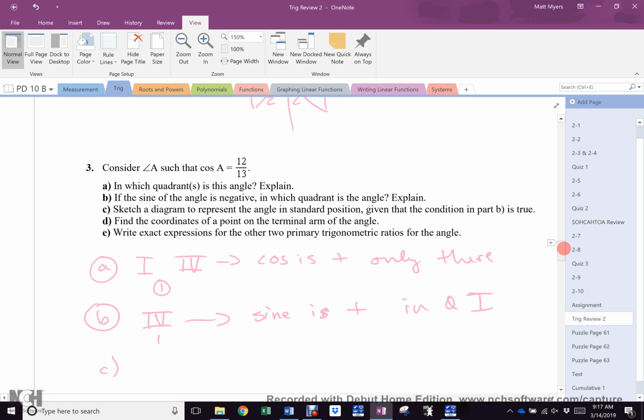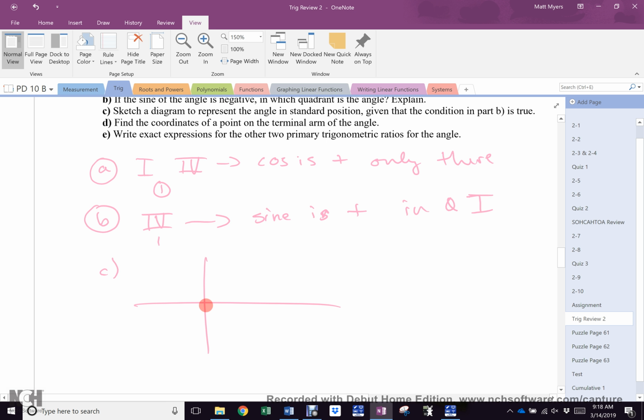C. Sketch the diagram. 13, 12. You get 1 mark for that. D. Find the coordinates. 12, negative 5. You get 1 mark for that. That's D. And E is, we know the cos is 12/13, so the sine is negative 5/13, and the tan is negative 5/12. 1 mark for that, making that out of 2, 4, and 3 is 7.